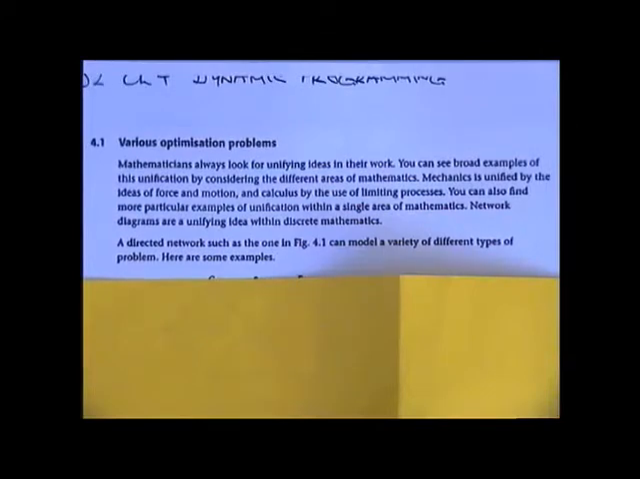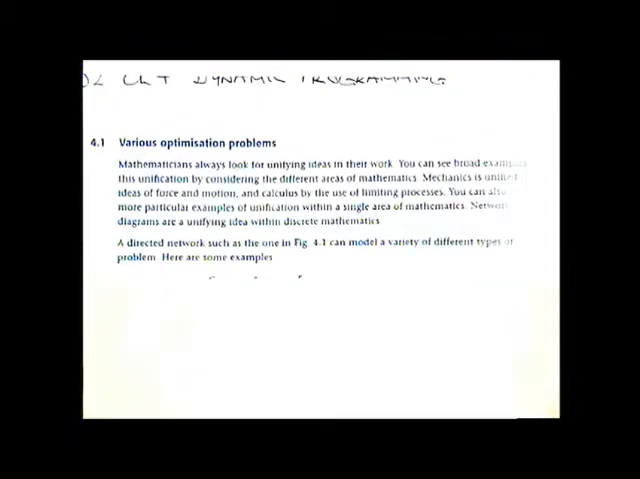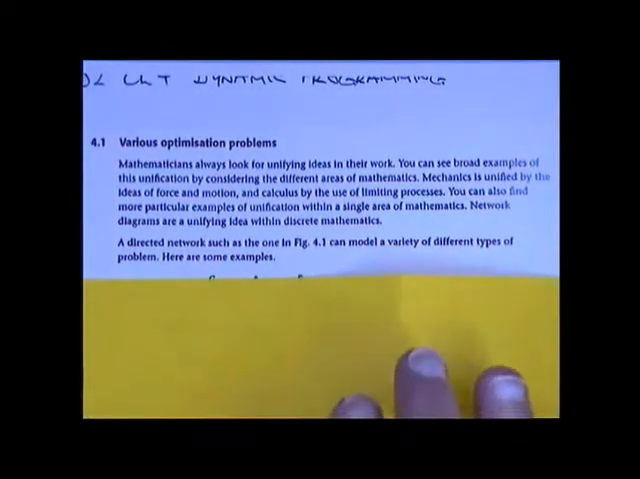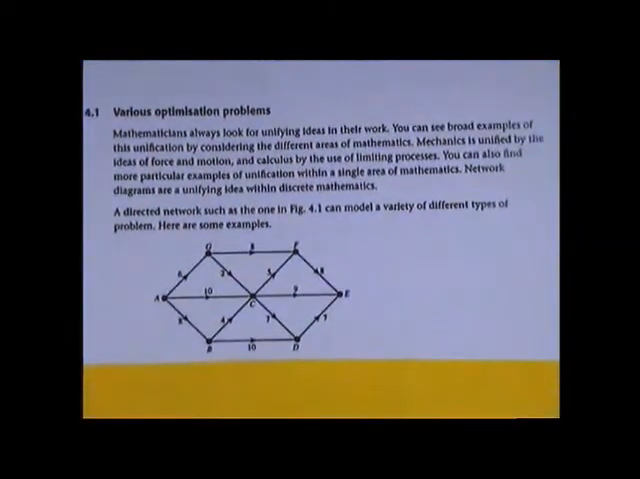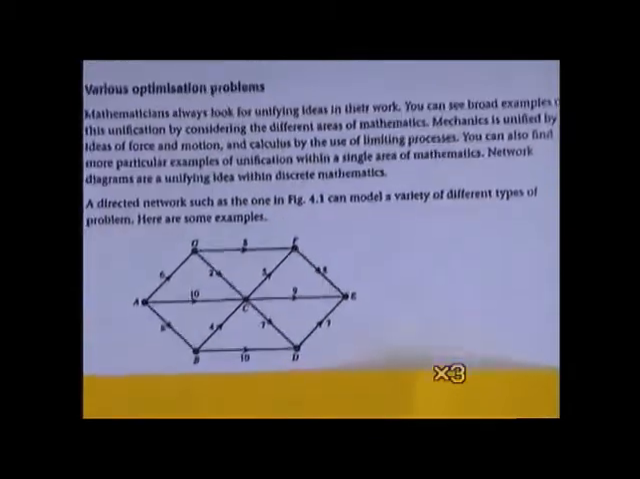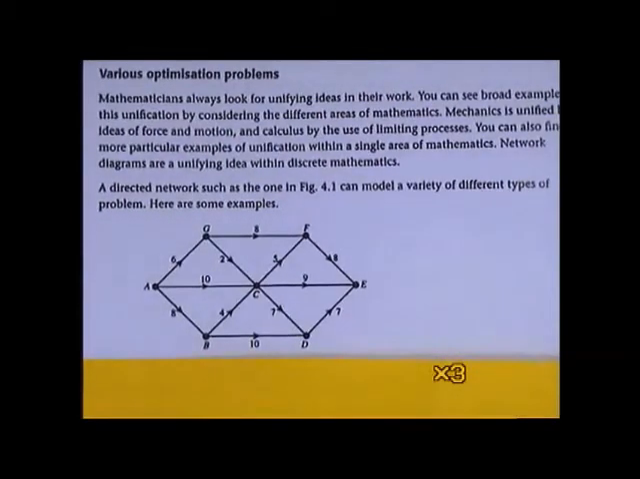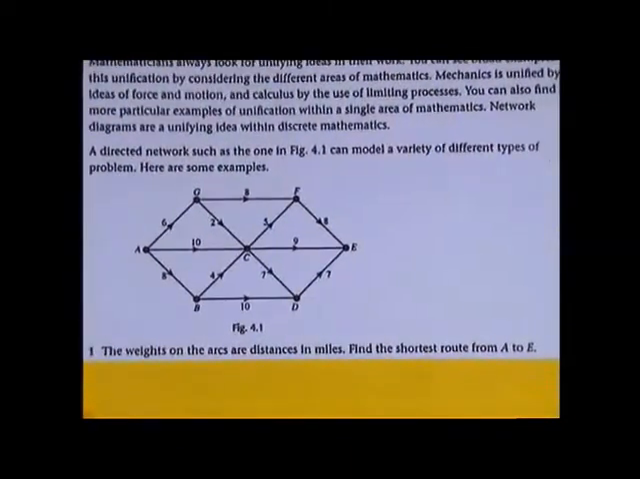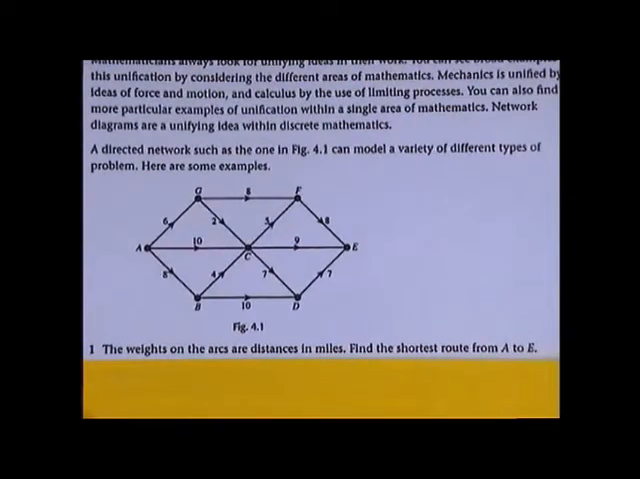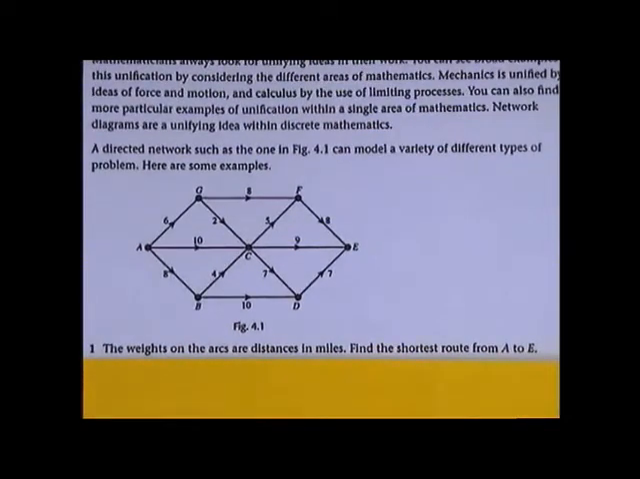The major thing in decision maths and this sort of maths that we're looking at the moment is a very powerful technique. It can be used in lots of different sorts of problems. What they're looking at here is this network. You haven't got to see all the numbers at the moment, but that is a directed network. One problem could be that they're all distances in miles. Find the shortest route from A to E.